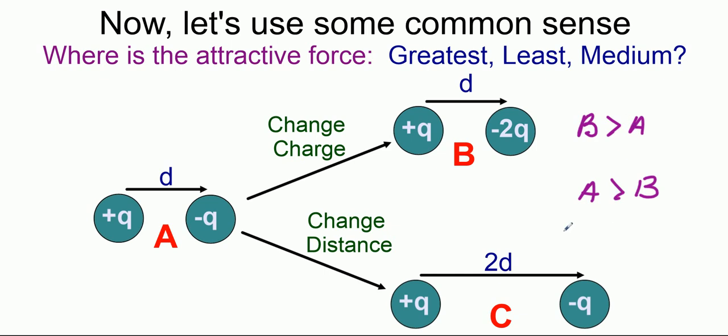Let's put these together. Does this come out to B is larger than A? Then A is larger than B, right? Wait a minute, I made some mistake here. Oh, should be C here, shouldn't it? Sorry about that. A and C. Good. B is larger than A and A is larger than C. Alright, so our greatest force is going to be in B, isn't it? More charge, same distance. Our least is going to be down here. We have same charges but greater distance. And then A ends up in the middle, doesn't it? Okay? Right.